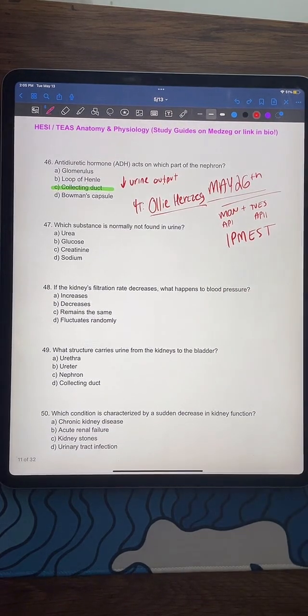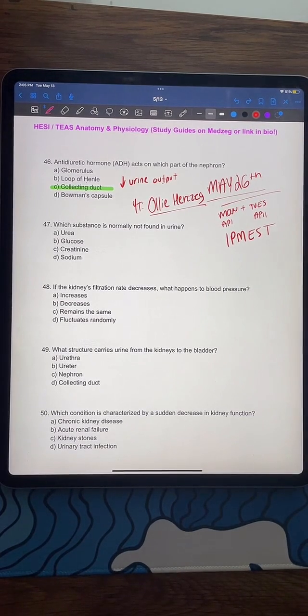47, what substance is not normally found in urine? And if it is, it's an indication of pathology. And what might that be?